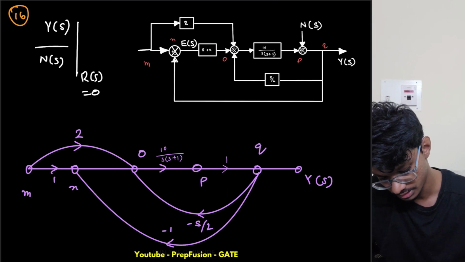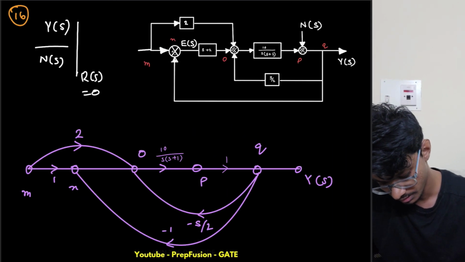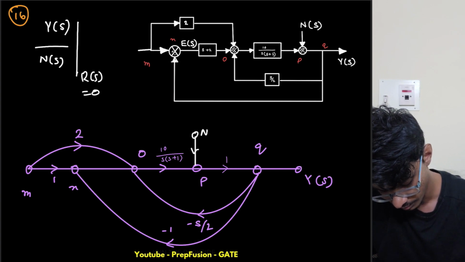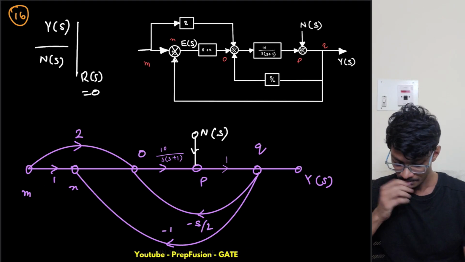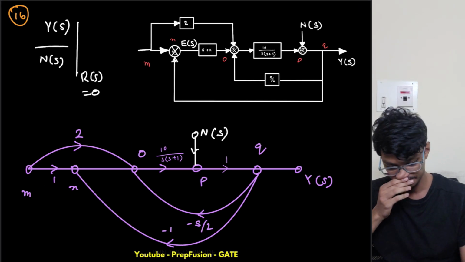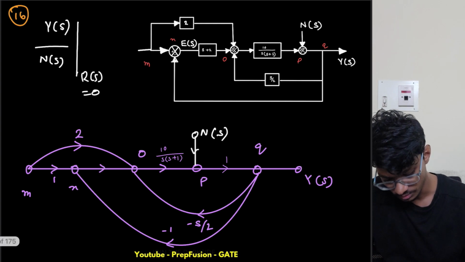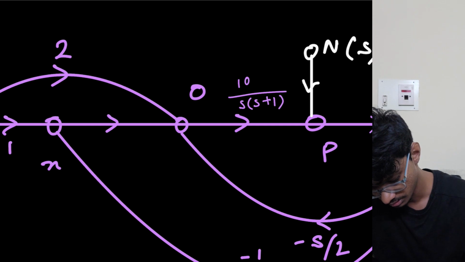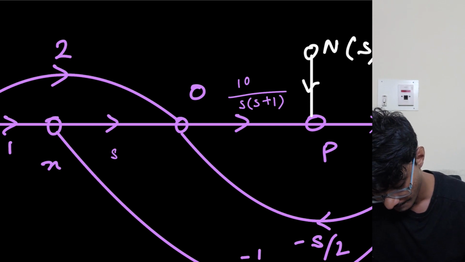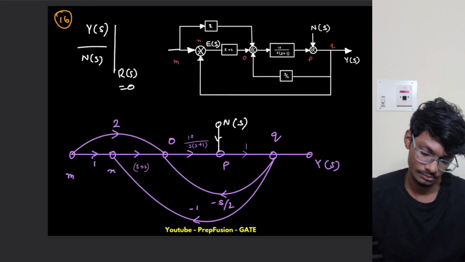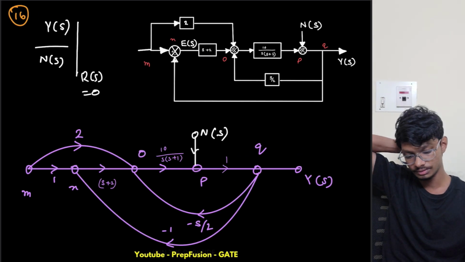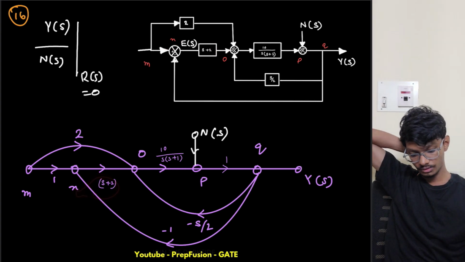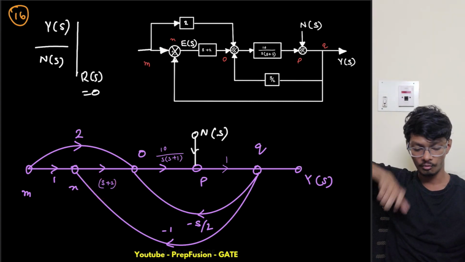And the most important thing is, at the node P we have input as N of S. Also this point I missed, this is S plus 2 between N and O. Okay, so this is S plus 2, and now let us find how many forward paths are here.